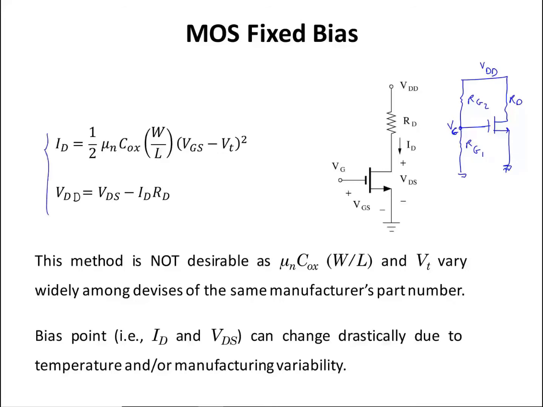We know the ID equation for the case of a MOSFET operating in the saturation region, and the second one is the drain to source KVL equation. This method is not desirable because the values of VT, W over L, mu n, and Cox vary widely among devices, even from the same manufacturing part number. So if any of these parameters changes, the value of ID is going to change, and if ID changes, the value of VDS is going to change. As a result, the bias point, ID and VDS, can change drastically due to temperature or manufacturing variability.